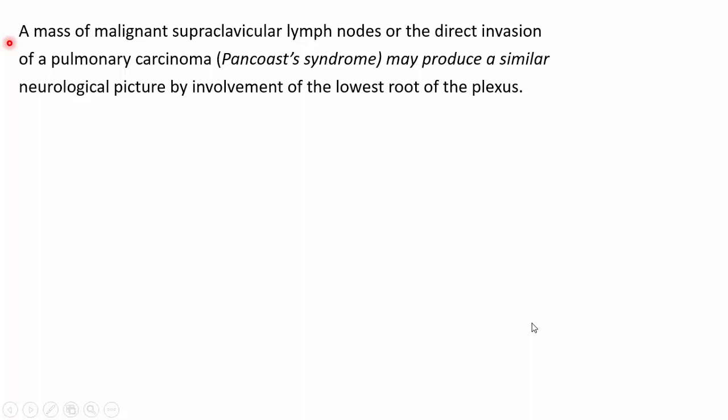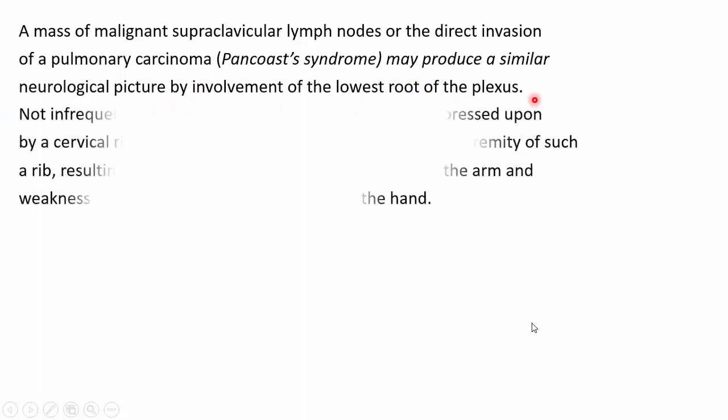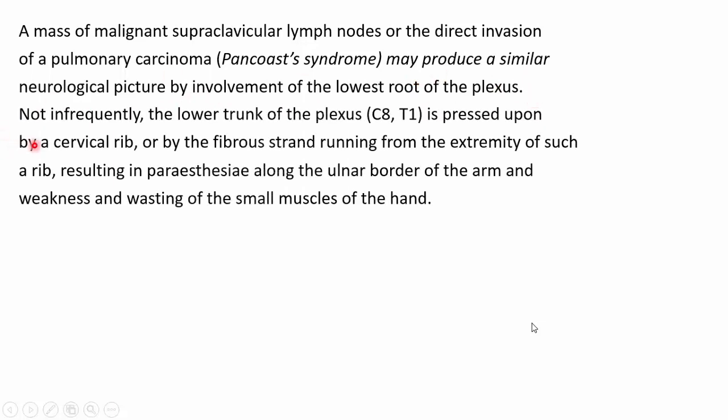Clinical correlation: a mass of malignant supraclavicular lymph nodes or the direct invasion of pulmonary carcinoma, Pancoast syndrome, may produce a similar neurological picture by involvement of the lower roots of the plexus. Not frequently, the lower trunk of the plexus, C8 and T1, is compressed by a cervical rib or by a fibrous strand running from the extremity of the cervical rib.